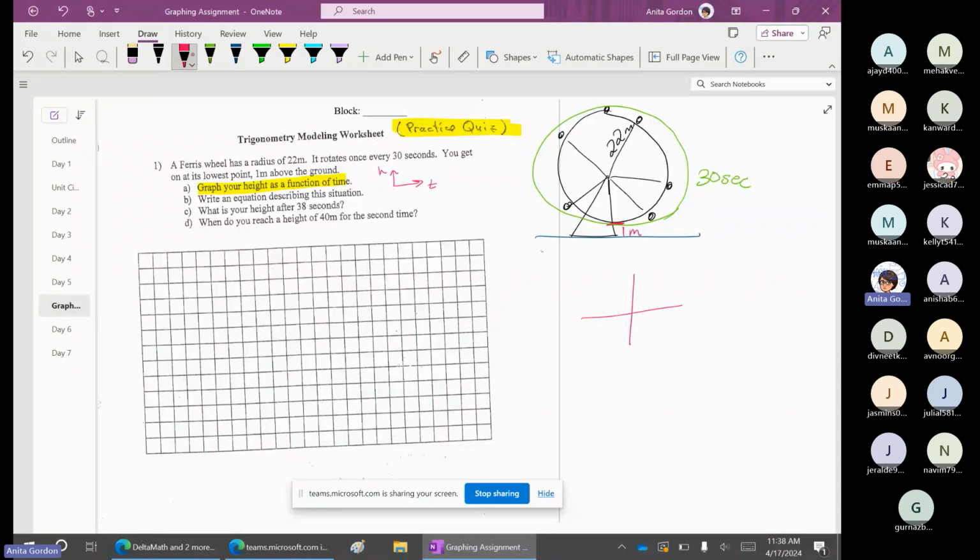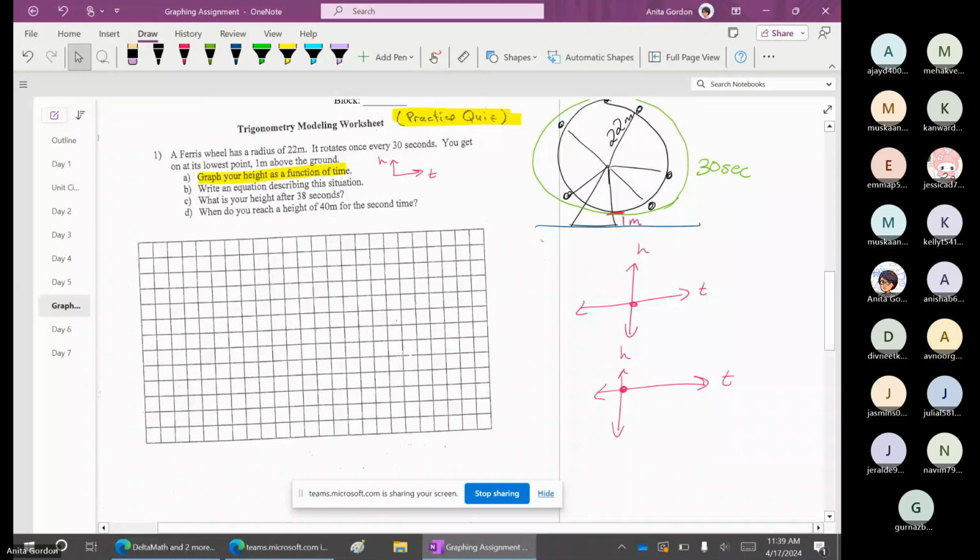Should we graph it like this, height versus time, or the way that we did our previous example, or some other way? Where should the point 0, 0 be on this graph? Where would it make sense? Okay, talk to your neighbor.